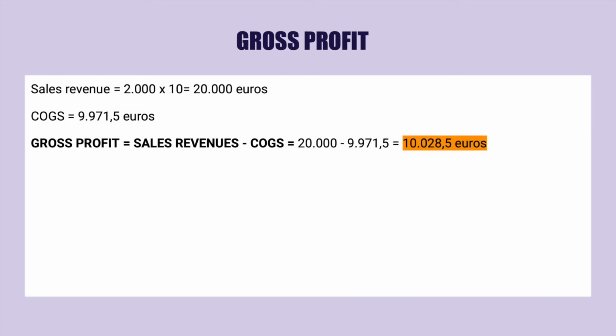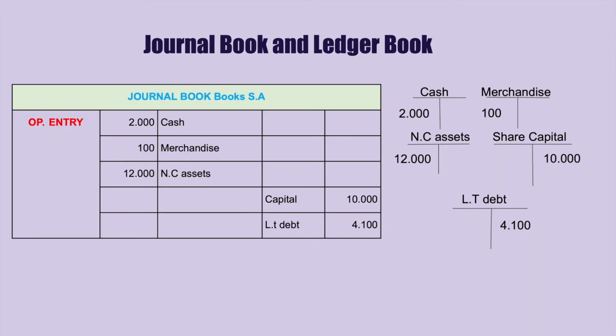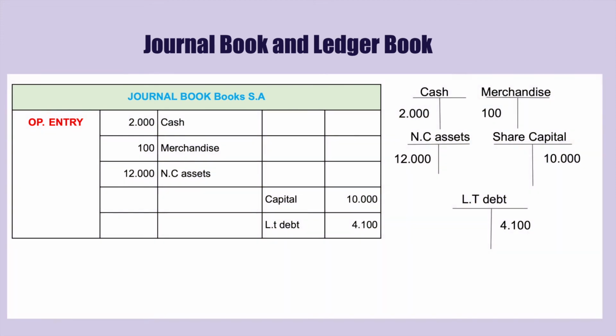The next point is to calculate the gross profit, and to do that, we have the sales revenue and we discount the cost of goods sold that we already calculated, and we have the final result. Then we are going to start recording the previous transactions that we see in the journal book and in the ledger book. First, we do the opening entry with accounts we already have in our initial balance.